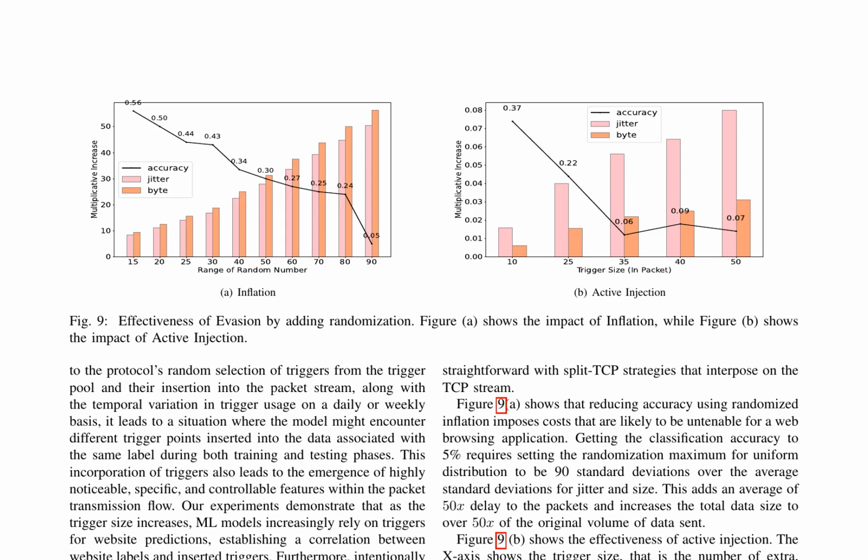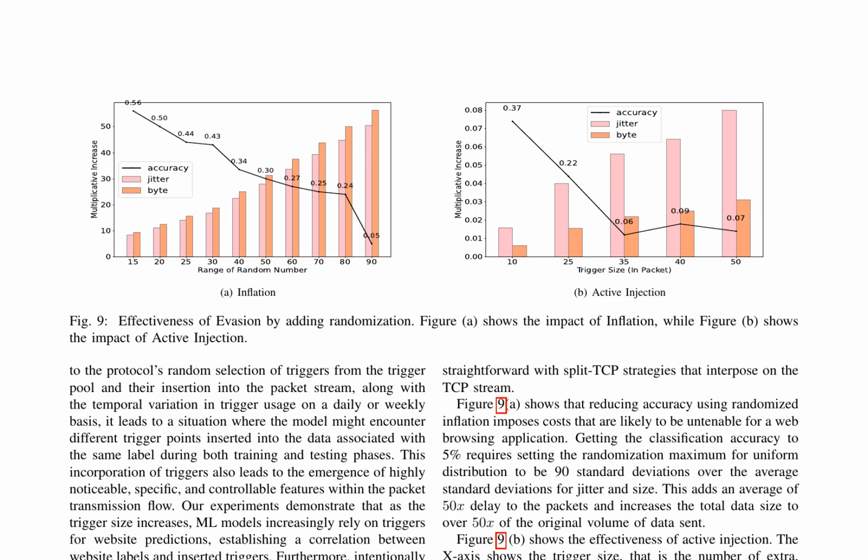Both methods significantly reduce the model's accuracy, with inflation requiring an average of 50x delay and data size to reach a 5% accuracy, and active injection dropping the website identification accuracy to 6% with a trigger size of 35 packets, adding only a 6% increase in average delay and a 2% increase in total data size.